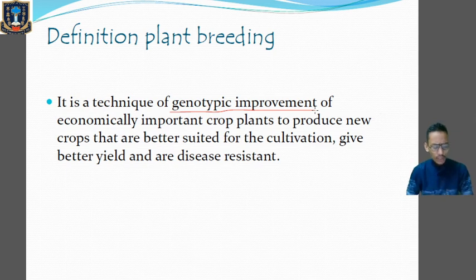Clear? Classical plant breeding techniques involve crossing of pure lines. Pure line means those plants which will produce the particular character from generation to generation. For example, Mendel's pea plant. It is considered the tall pea plant.